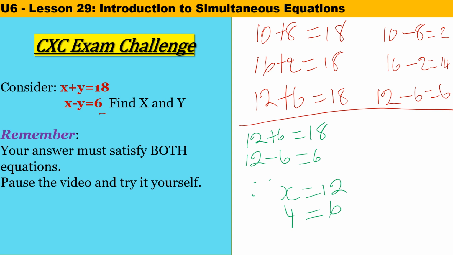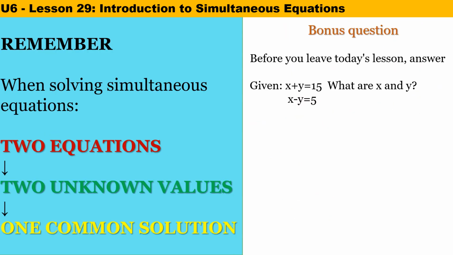So the value for x and the value for y satisfy both equations. Remember, when solving simultaneous equation, there's two equations, there's two unknown values, and you must have one common solution. So before you go, here's a bonus question. If you're feeling up to it, you can go ahead and pause the video, find the value for x and y, and you can drop it in the comment below.